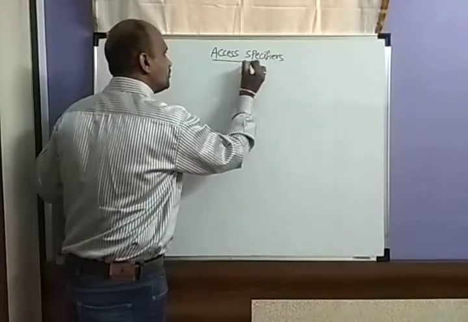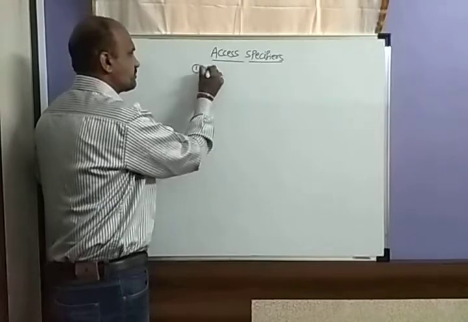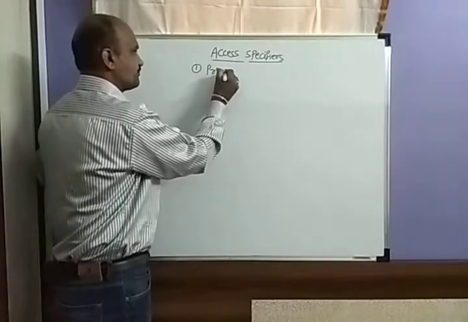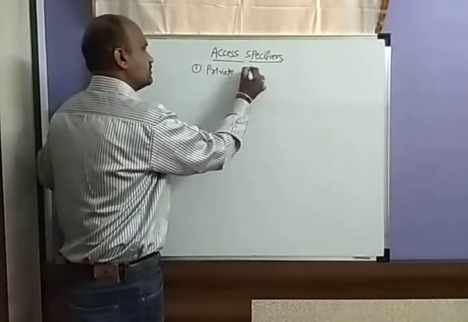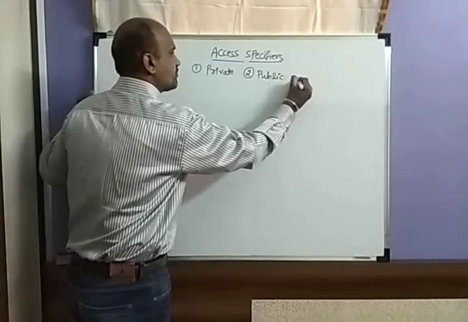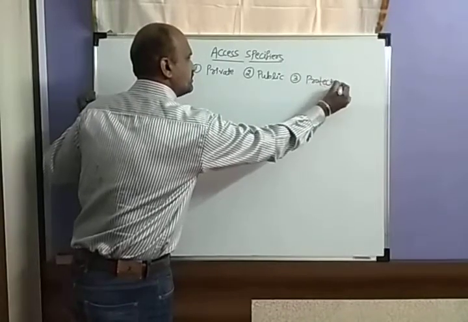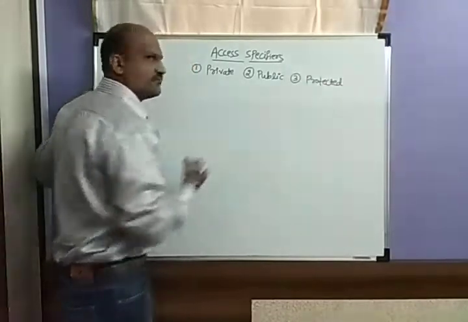As I told you, there are three access specifiers. One is private, the second one is public, and the third one is protected. These are the three access specifiers.